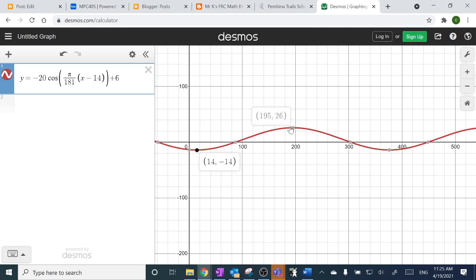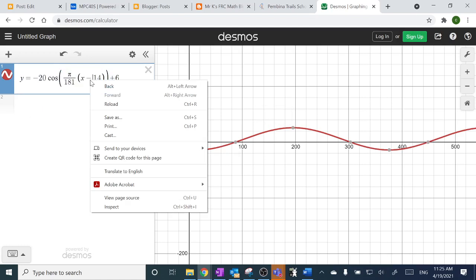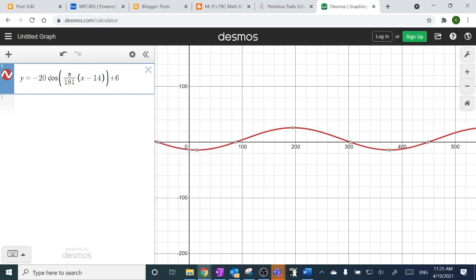I've got this right. People who said, but shouldn't this be 2 pi over 365? You know what? I'm going to graph this and show you that actually that wouldn't quite work. You have to kind of work from the data you're given. Hang on. Control-C.